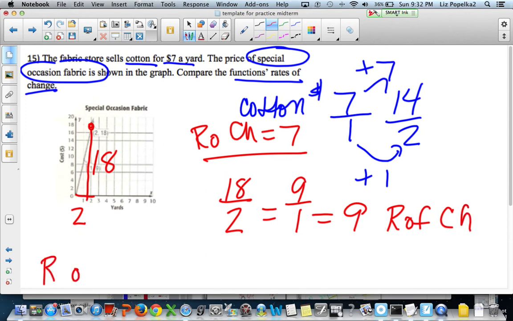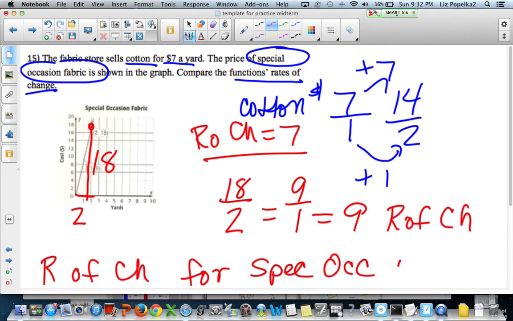So rate of change for special occasion, and I'm going to abbreviate, is greater because it says compare, special occasion is greater.